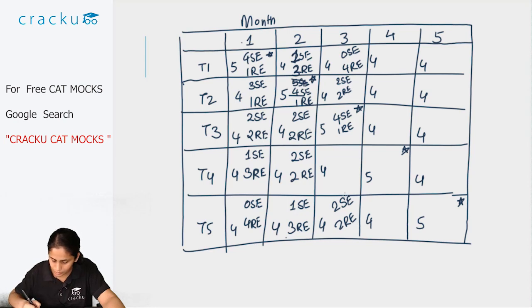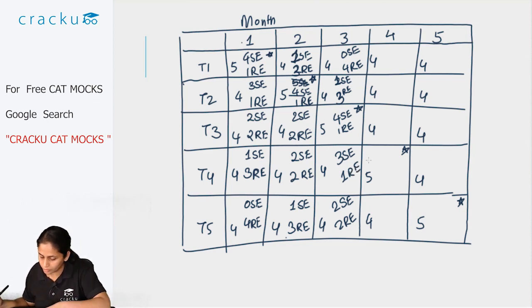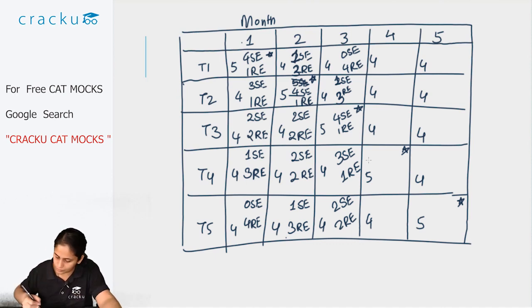There will be another switch between T2 and T4. So T2 will lose another SE and get an RE. So it will be 1, 3. And these guys will get an SE. So it will be 3 SE and 1 RE. So at the end of the third month, we have 0 SE 4 RE. We have 1 SE 3 RE. We have 4 SE 1 RE, 3 SE 1 RE, 2 SE 2 RE. So this is the distribution for the third month.